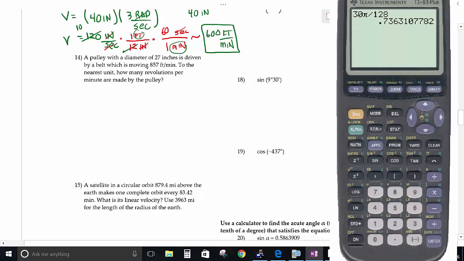Okay, now the thing that's key on this is a linear velocity. So v, the linear velocity, is given as 857 feet per minute. So the question is, how did I know that it's linear velocity? Well, it's because of the units. It's a distance over a time. That's what a linear velocity is. So feet per minute would be a valid unit measurement for linear velocity.